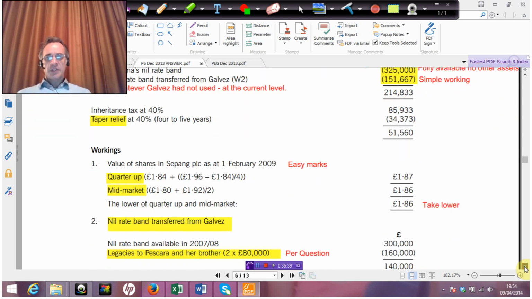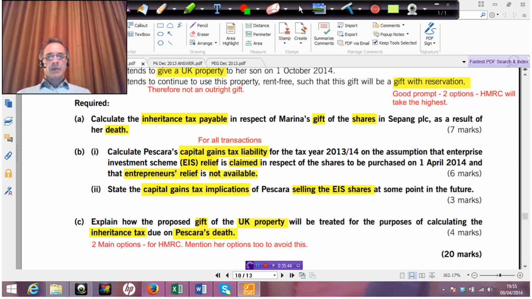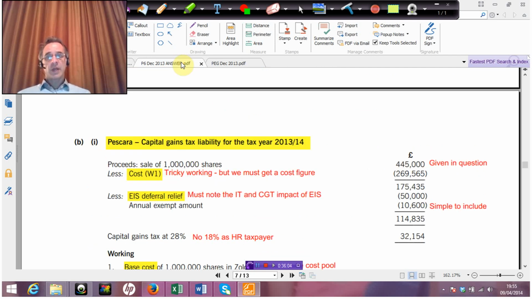Okay, let's move on to the second bit here, part B. Now I'll remind you of the requirements. Basically, what we're asked to do is to calculate the CGT liability for all transactions and bring in the impact of the EIS. Now, as I said earlier on, a CGT computation has some bits in it that we're fairly familiar with. But it may well be that in the heat of the day it becomes very tricky, particularly when you've got tricky bits. For example, the cost of the shares was tricky.